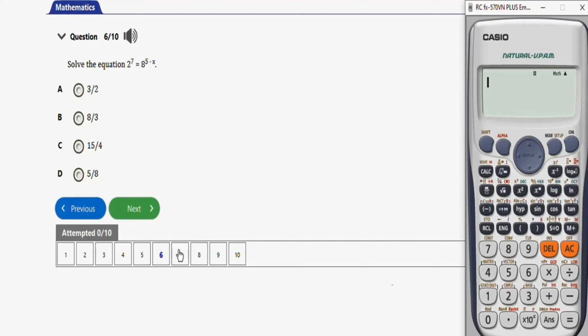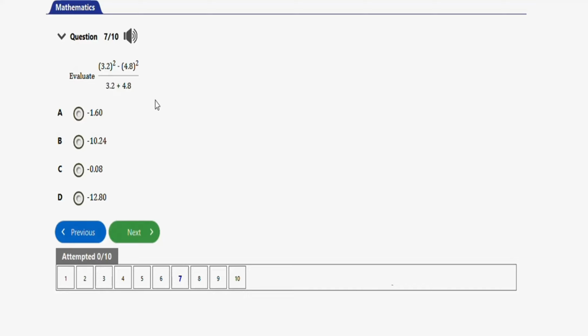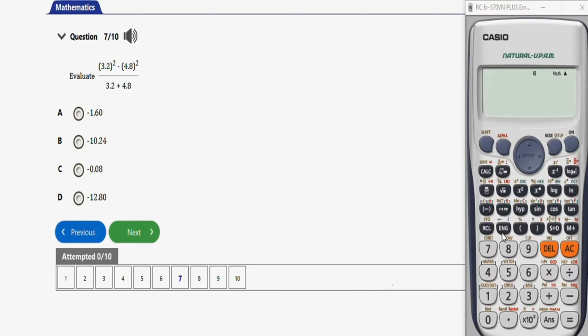The next question will be this one. It says evaluate this expression. So let's get a calculator and solve this as well. For this question we have in fraction, in bracket 3.2 squared minus 4.8 squared, over 3.2 plus 4.8. So that's what we have there, guys.